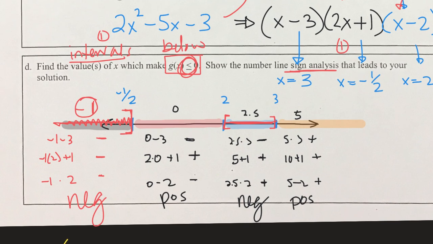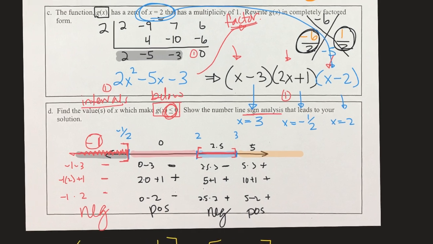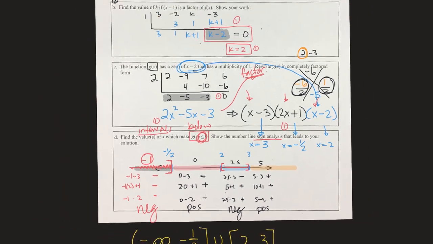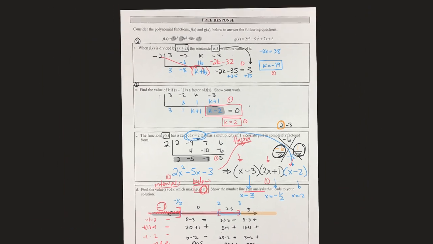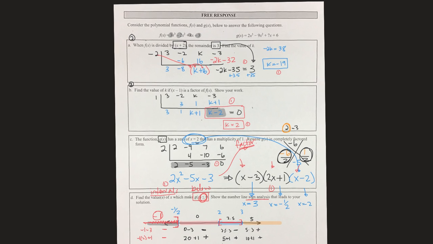So we have from negative infinity to negative 1/2 with a bracket, because it says or equal to 0. And then we have another solution from 2 to 3. These are intervals where your graph is negative. Okay, so what values means is all of the intervals that we have. Okay, so that was what you needed to do on your free response portion of your polynomial quiz to get all 11 points possible.